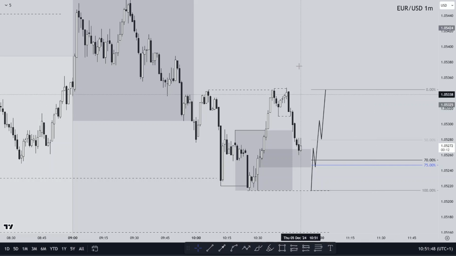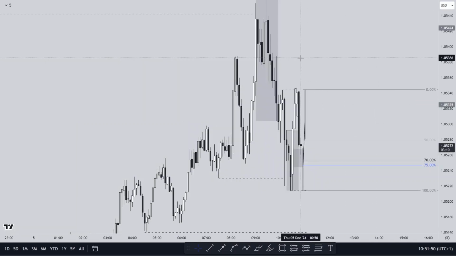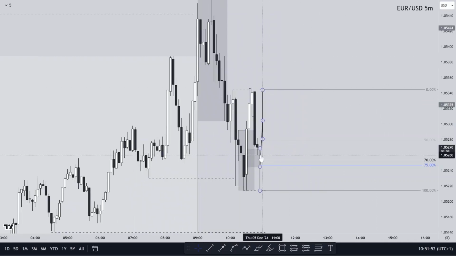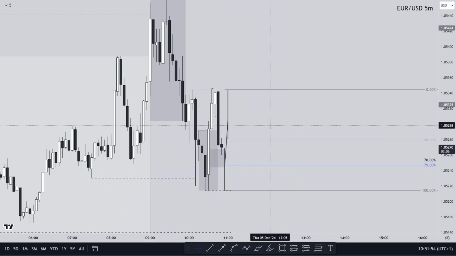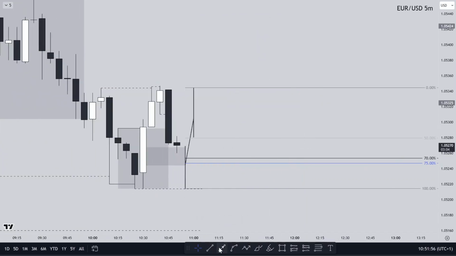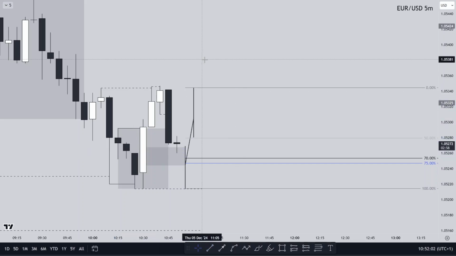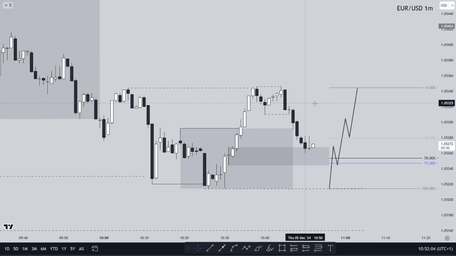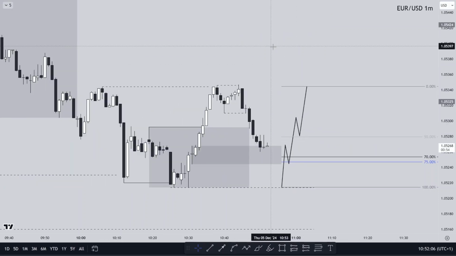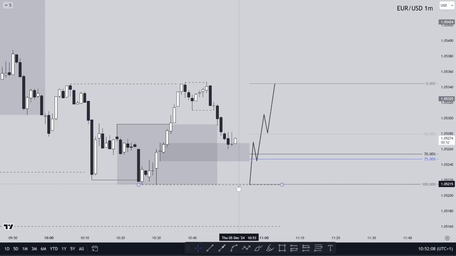So let's see, maybe let's have a look also on the 5-minute chart. Yeah, nothing special. Price came back to this level perfectly. So right now it's a 50-50. Price can react or can drop, but below this level.